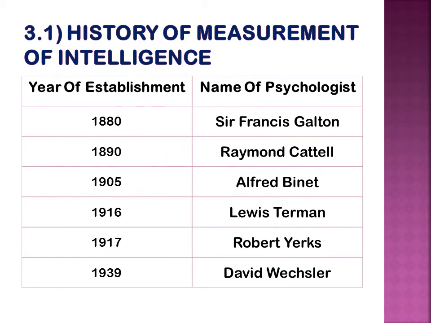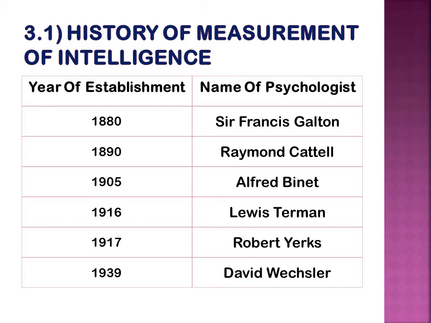History of measurement of intelligence. A number of psychologists have contributed to the measurement of intelligence, but it was first started by scientists. This work of measurement was carried out first in 1880 by Sir Francis Galton, next in 1890 by Raymond Cattell, then in 1905 by Alfred Binet, then in 1916 by Lewis Terman.